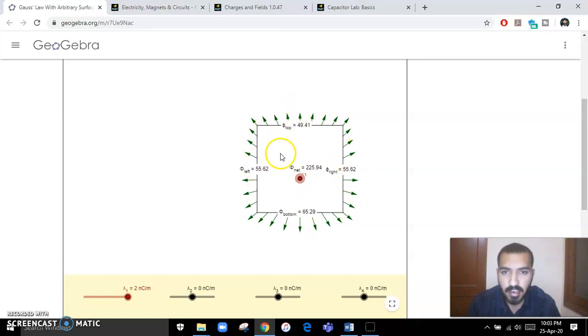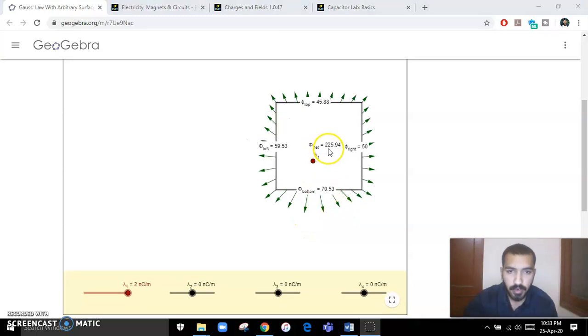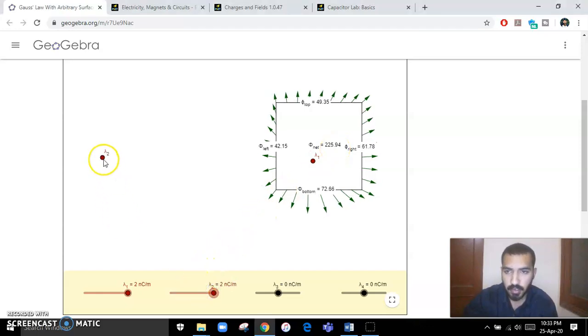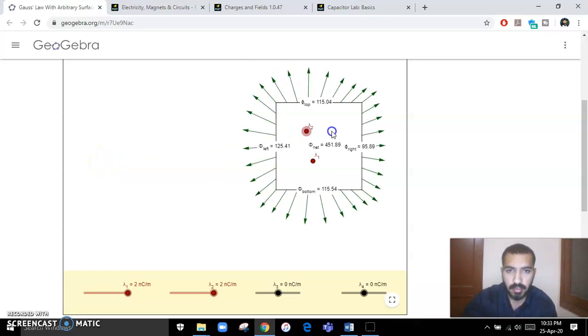So all four sides are showing different flux. This is showing 55.62, this is showing 49.4, similarly 55.62 and 65.29, and my net flux is 225.94. Now I'm going to turn on another positive charge, and I'm going to move this charge inside this surface area.